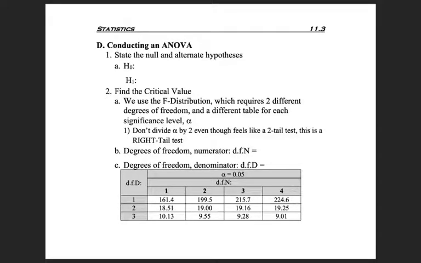And so now we need to look at the steps needed to conduct an ANOVA. First thing we'll do is state the null and alternate hypothesis. And so for the null hypothesis, we're going to state that mean 1 equals mean 2 equals mean 3, etc. for as many means as we have. We always have equality for the null hypothesis.